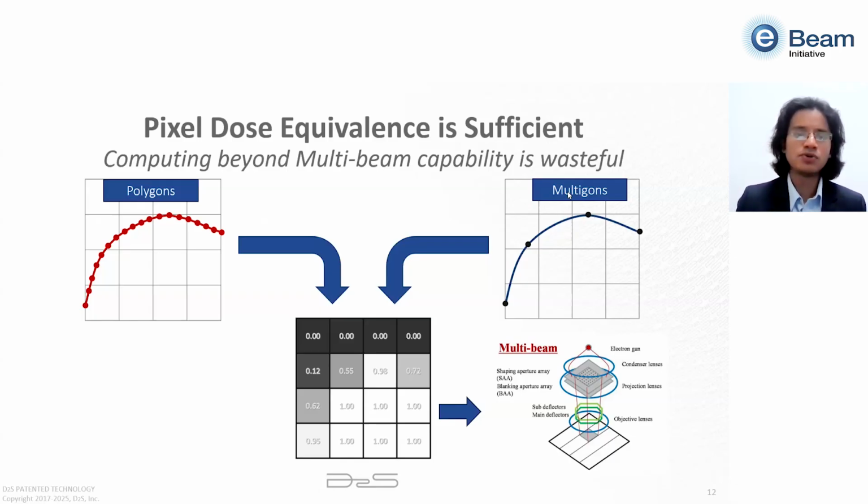You may choose to sample the curve at a very high frequency, like every 1 nanometer. But if the multi-beam mask writer has larger pixels, you're basically just wasting compute capability. So computing beyond the multi-beam mask writer's capability is going to be wasteful.